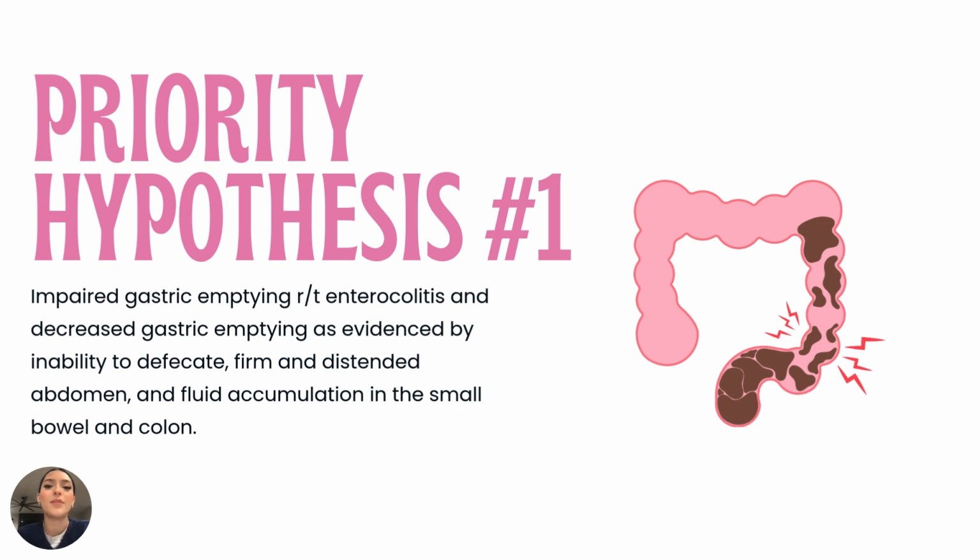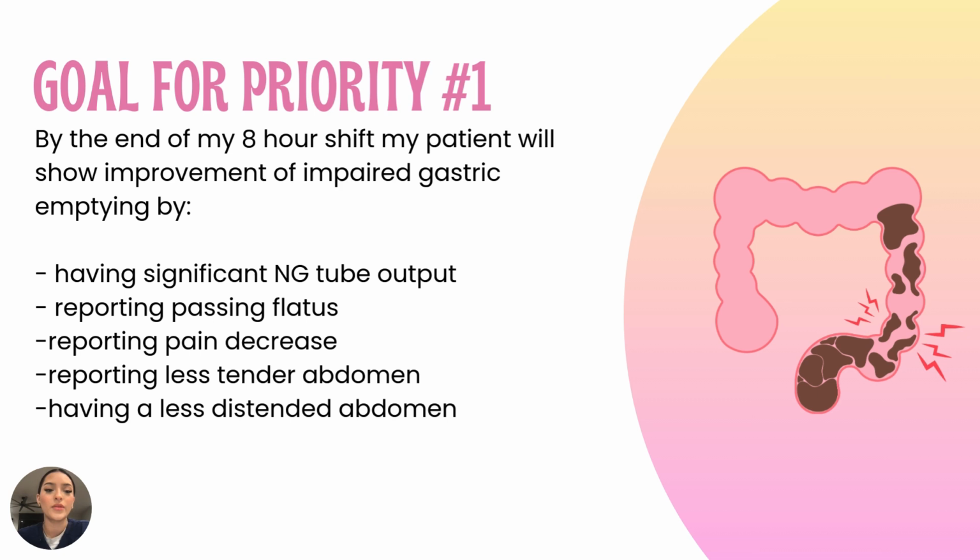My number one hypothesis and concern is his backup in his intestines. So it was impaired gastric emptying related to enterocolitis. My number one goal was to try to have him have a bowel movement, try to do all the things to try to help him do that.